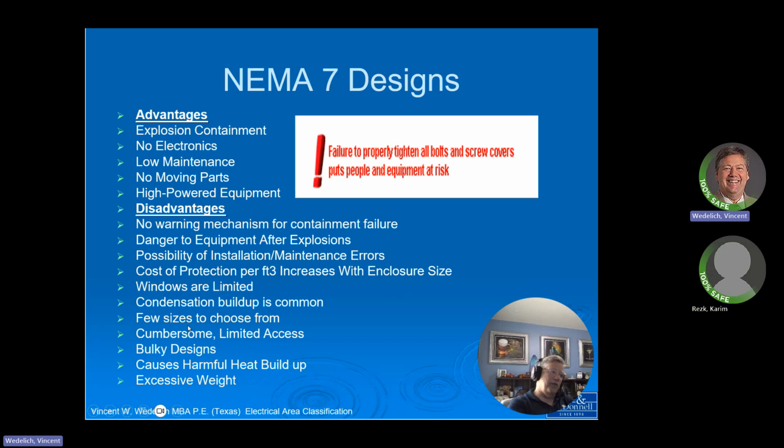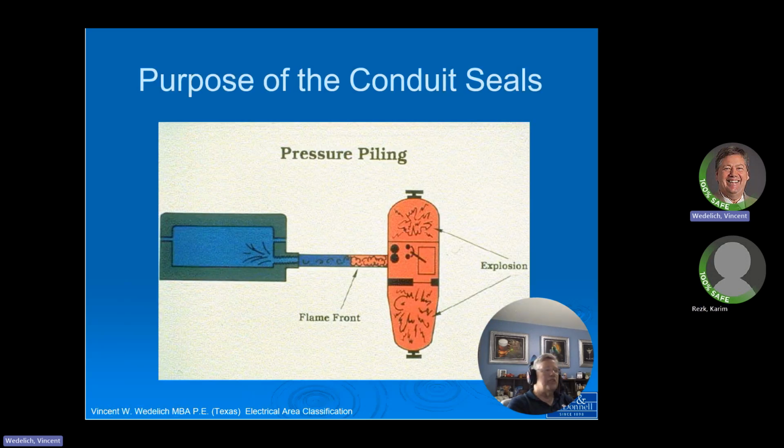So only a few sizes have been chosen. They're very heavy, limited access, bulky design causes harmful heat buildup, and excessive weight. They're super heavy, right? So here's an example. We have an explosion-proof box here in NEMA 7. We also have another explosion-proof motor starter here. This is how they used to design them. They were circular, and you still see them out there with the spin on and off, but it's rated explosion-proof.